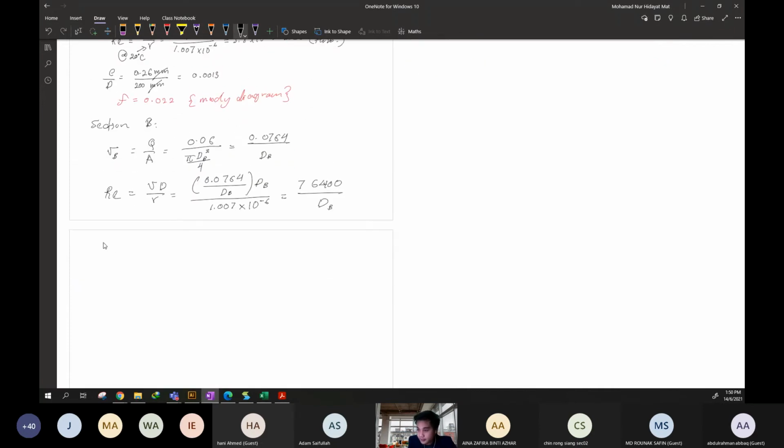So from here, find the relative roughness, E over D, which is 0.26 millimeter. Convert to meters because we're going to substitute over dB. Once you substitute the parameters, please put the full SI units.